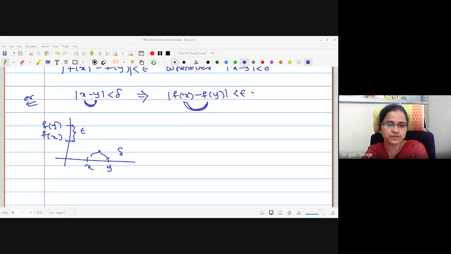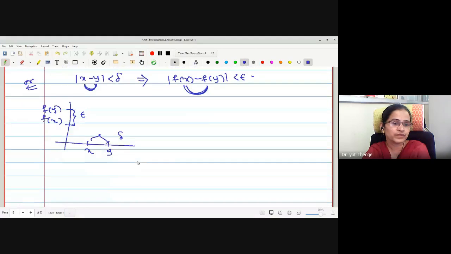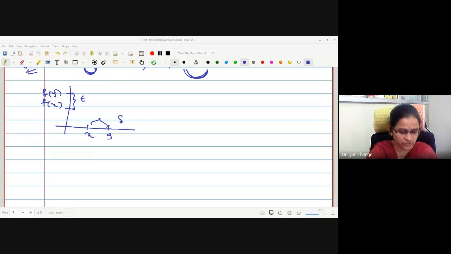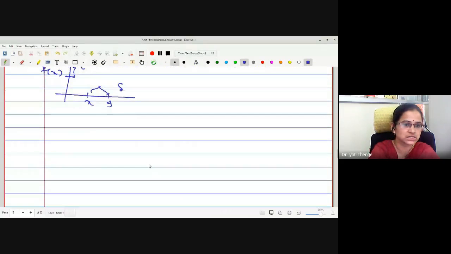Can anyone tell me an example of a uniformly continuous function? Whether f of x equal to x is uniformly continuous? Have you studied this definition of uniform continuity in your graduation level? I hope you have studied all these definitions. You have to just recall those concepts. Now, f of x equal to x, you have to check whether uniformly continuous or not.